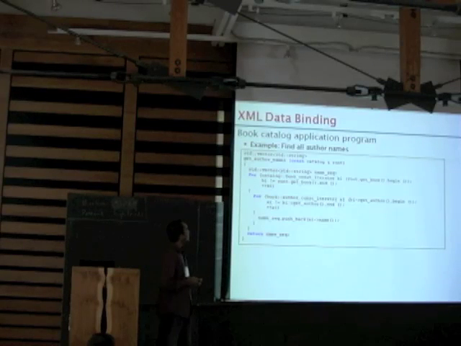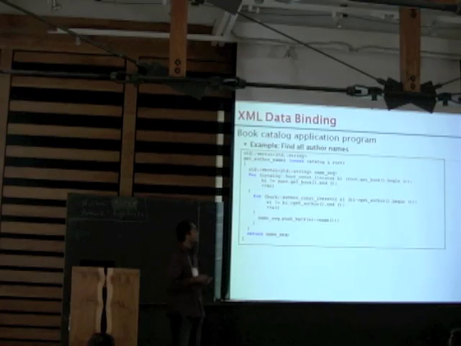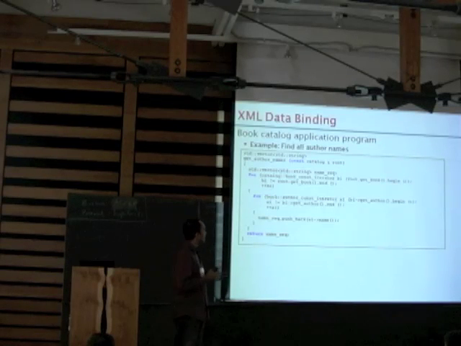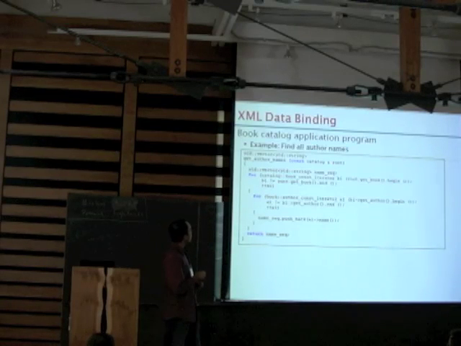This is how a typical query looks when you use data binding. What it's trying to do is find all names of the authors in the XML that you are parsing. I'm not showing how it's loaded and how it's validated and all that stuff. You start with the root, and you write basically two for loops. The first one iterates on the books themselves in the catalog, and for each book, you iterate on all authors, and you push them back in a name sequence which you return.